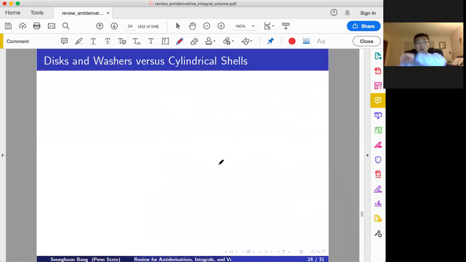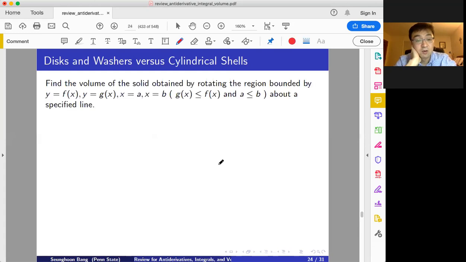The next thing. We have the disk, washer, and cylindrical shell methods for finding volume. Find the volume of a solid obtained by rotating the region bounded by y equals f of x, y equals g of x, x equals a, x equals b about a specified line. So how can you solve this kind of problem? I can show you a little bit. Here, we have two cases.